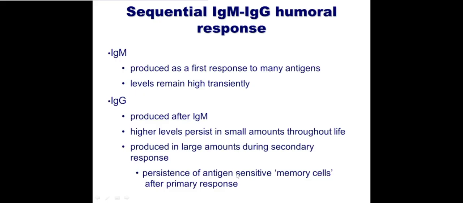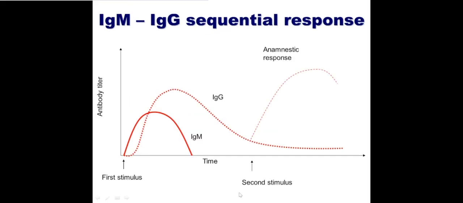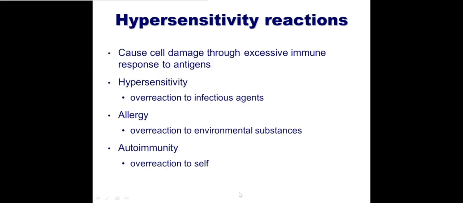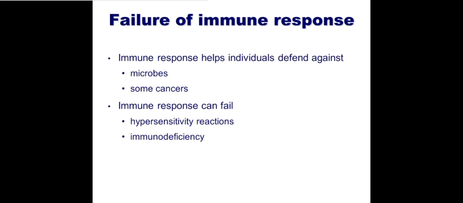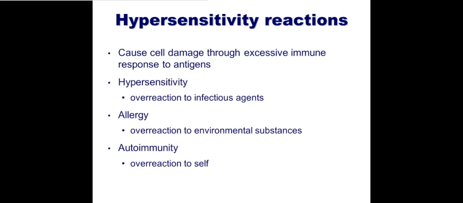Persistence of antigen-sensitive memory cells after the primary response. Failure of immune response. The immune response helps an individual defend against microbes and some cancer cells. Right? The immune response can fail in hypersensitivity reaction and during immunodeficiency. In these two types, our immune system will fail.